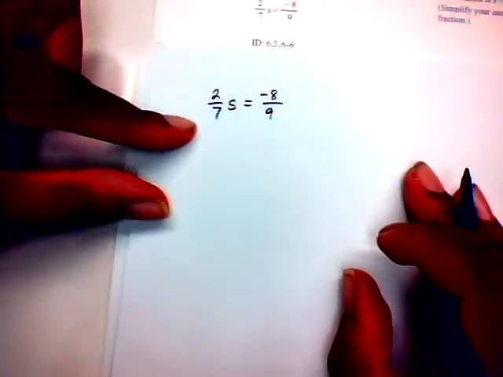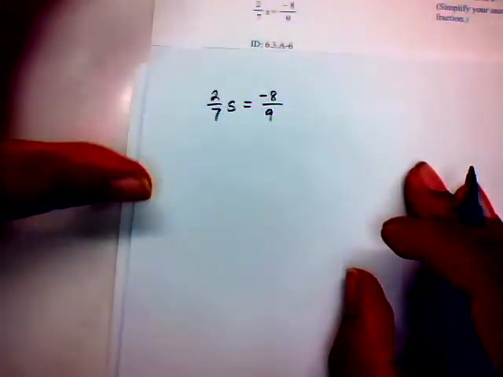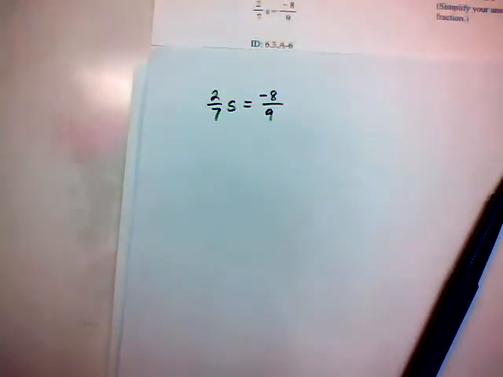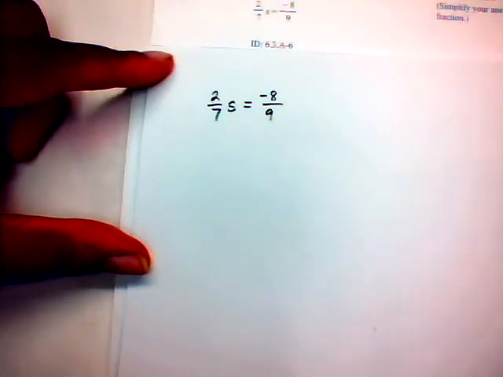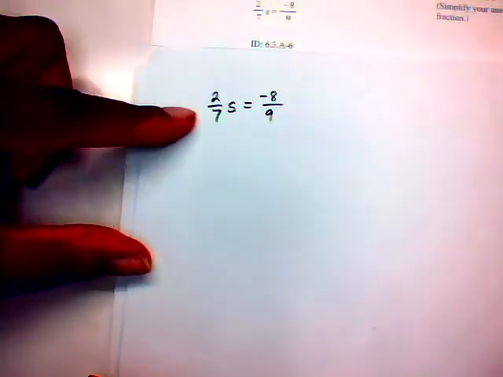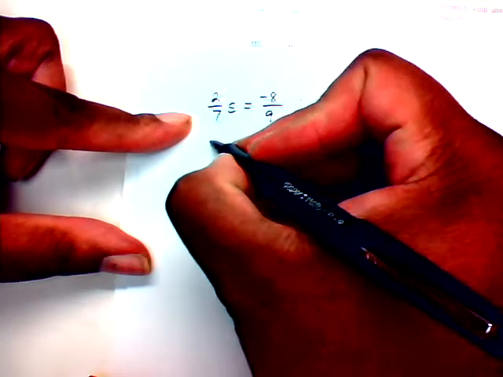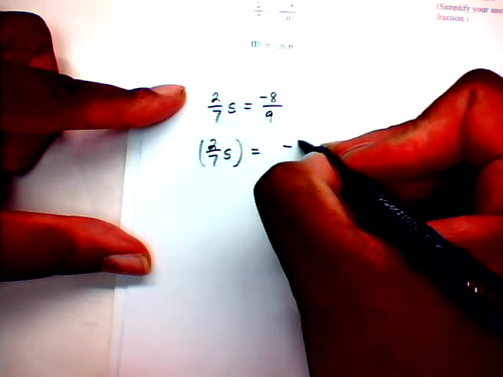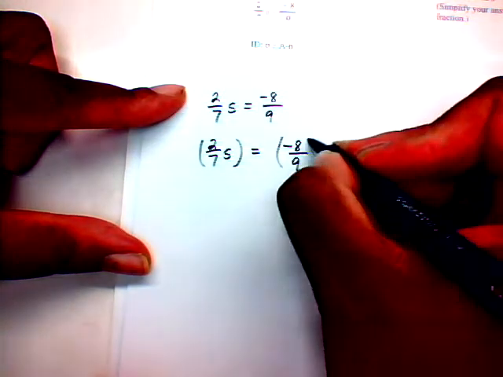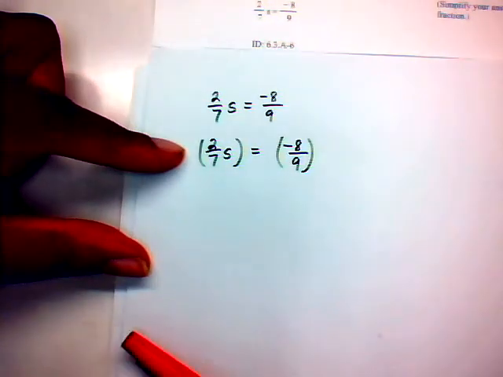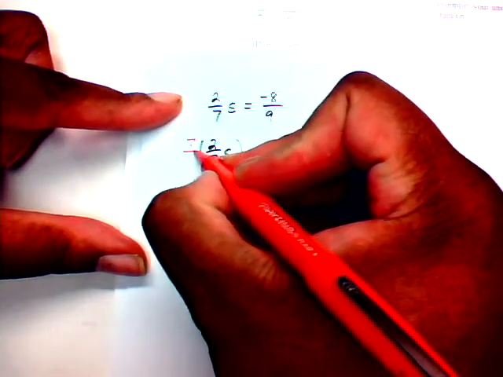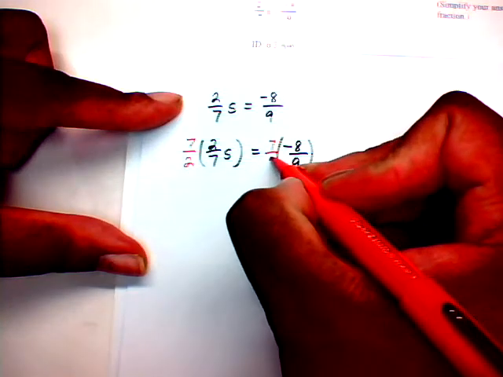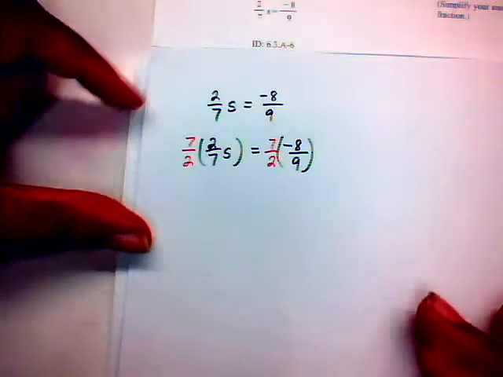We're multiplying by 2/7. Now, normally we would divide both sides of this equation by 2/7. However, since we're dealing with fractions here, it would be much easier to multiply by the reciprocal of 2/7, which is in this case 7 over 2. So I'm going to multiply the left side and the right side by 7 over 2.